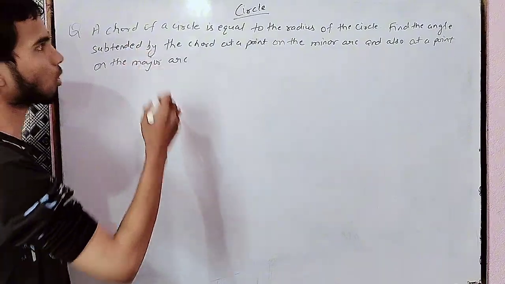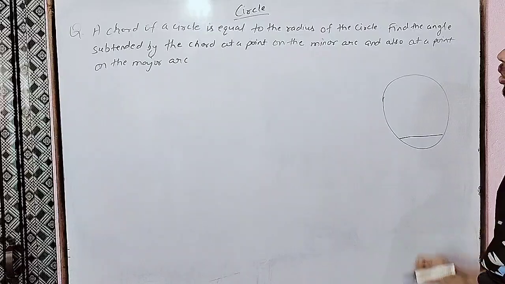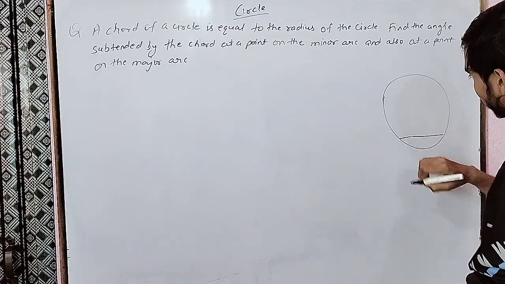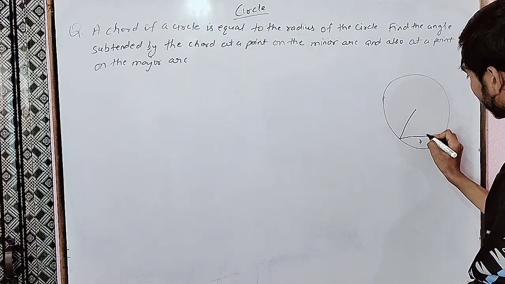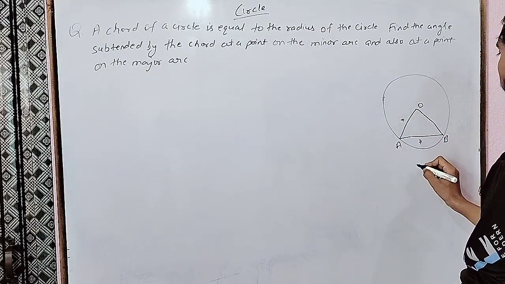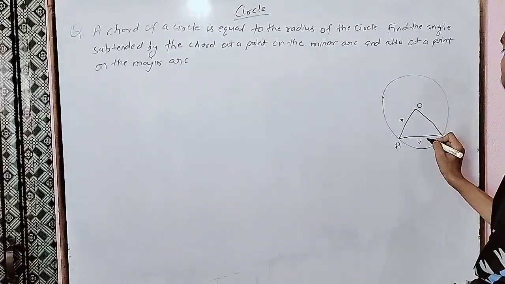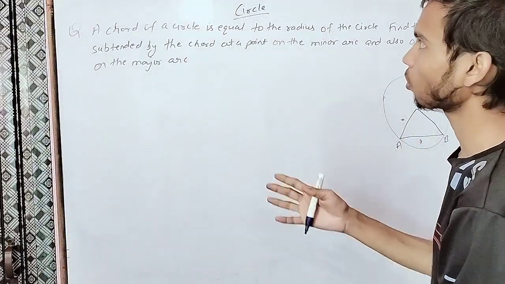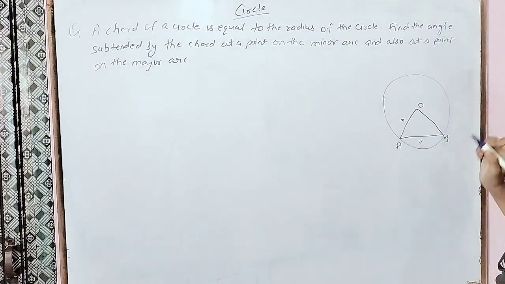The question is saying a chord of a circle. Let's draw a chord of the circle. This is the chord. A chord of a circle is equal to the radius. So this is also a radius. The measure of this radius is 7, then the measure of this radius is also 7. AB is a chord, so AB is also equal to the radius, because the measure of a chord is equal to the radius. So if this is 7, this will be 7 and this will be 7.